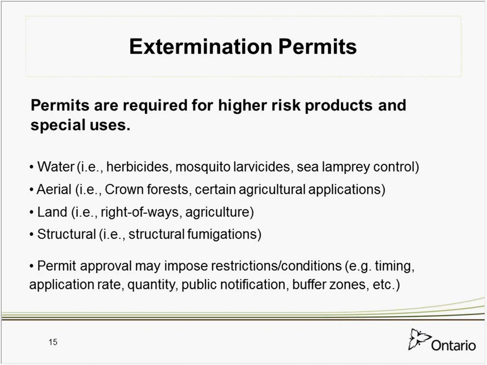But for Phragmites control, even if there is not currently a pesticide registered for use in water to control Phragmites, when that does happen, and it sounds like it will, a permit will be required to use that product. And so the permit is going to impose any site-specific restrictions and conditions, such as timing to protect fish habitat, the rate, quantity, what public notification is required, buffer zones, etc. And all of that is determined on a case-by-case basis.